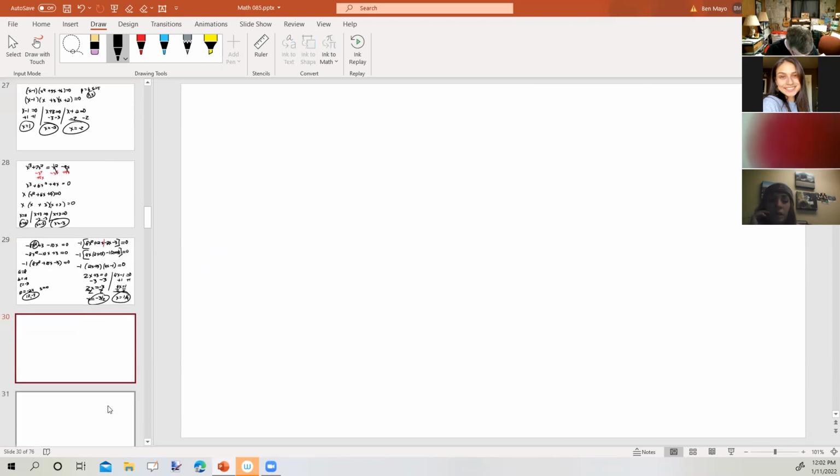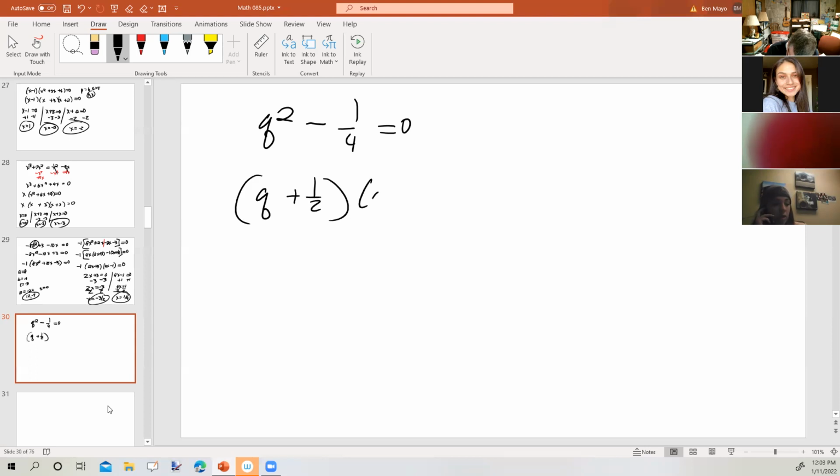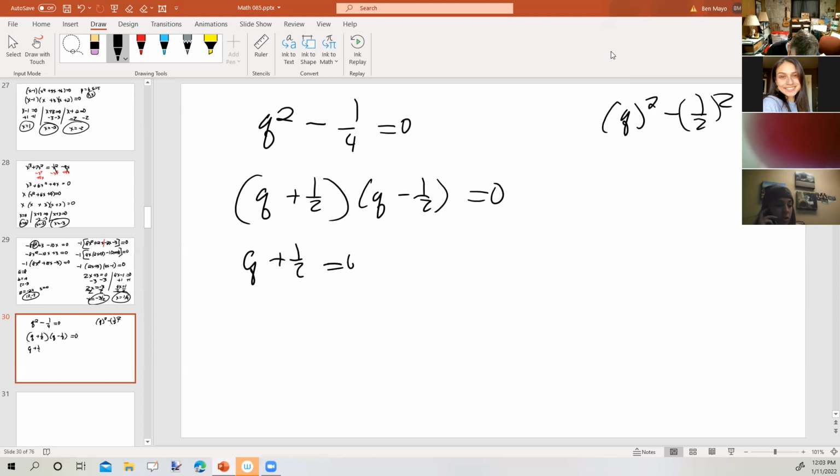How about this one? Q squared minus 1/4 equals 0. We looked at some problems at the end of class yesterday dealing with fractions. So this becomes what? Q plus 1/2 times Q minus 1/2 equals 0. Q squared minus 1/4 would be Q squared minus a half squared. A half times a half is a fourth. So Q plus 1/2 equals 0. Q minus 1/2 equals 0. We're going to subtract a half here, Q equals negative 1/2.